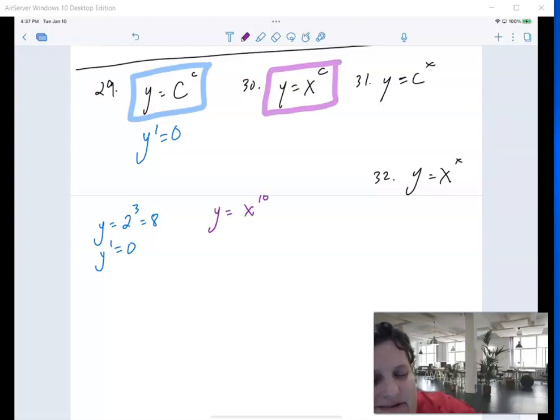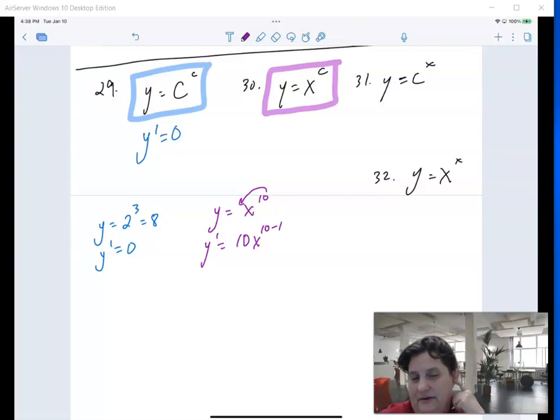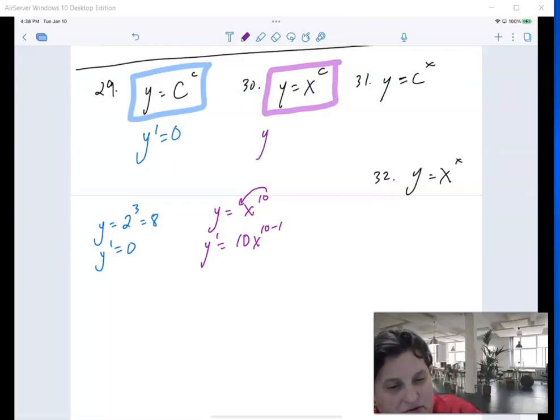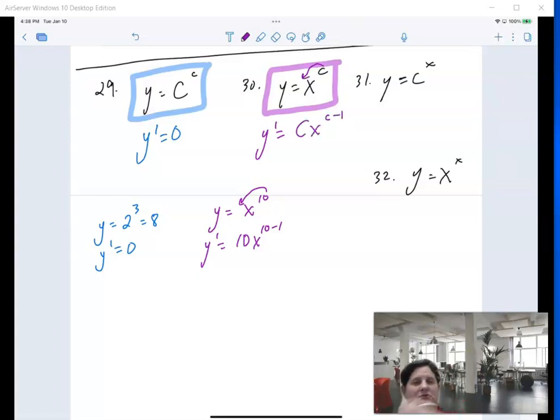This is asking you about x to a constant. So x to the 10th, let's say. That's x to a constant. So how do we always do that? It's 10x to the 9th. So this derivative is, bring that down in front, cx to the c minus 1. That's the one I call the power rule, which we do with exponents.